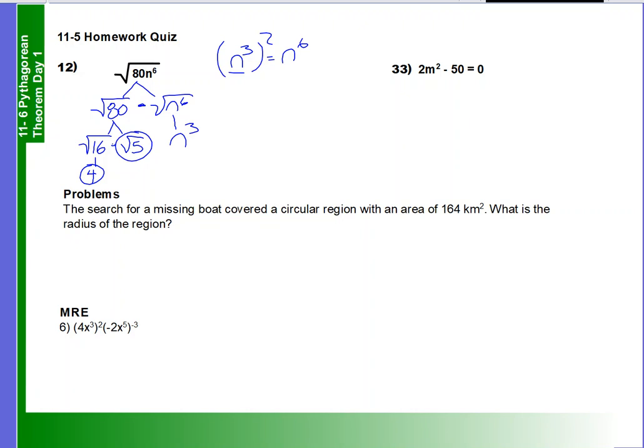So let's multiply together the pieces that we have. So we have 4 and n to the third as our rational components. So we end up with 4n to the third. And then our irrational component is the square root of 5. So you will get 1 point for the correct answer and 1 point for the correct work.